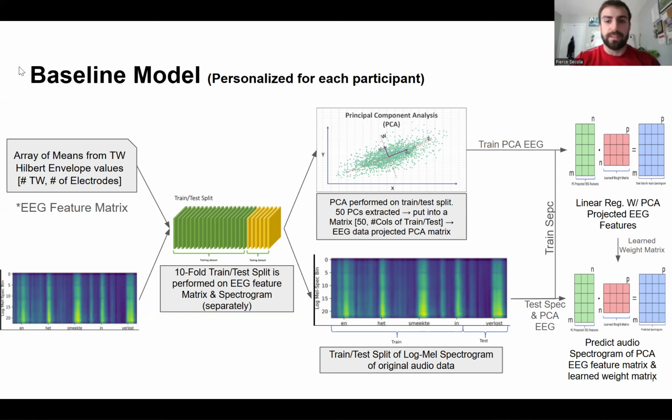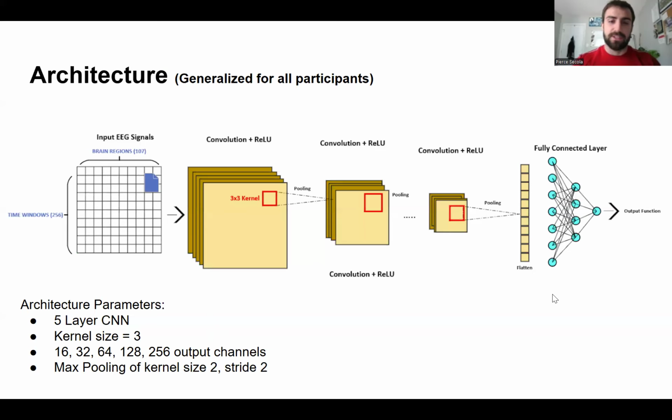The input, as I mentioned, was the PCA EEG features, and then the ground truth was the training split of the log MEL spectrogram. From there, the learned weight matrix was used to help predict, where again the input was the test split of the PCA projected EEG features, which produced a predicted spectrogram. This predicted spectrogram was then compared to the test split of the log MEL spectrogram, which again was the ground truth. From there, we could compute metrics. And then Armand is going to talk about the architecture.